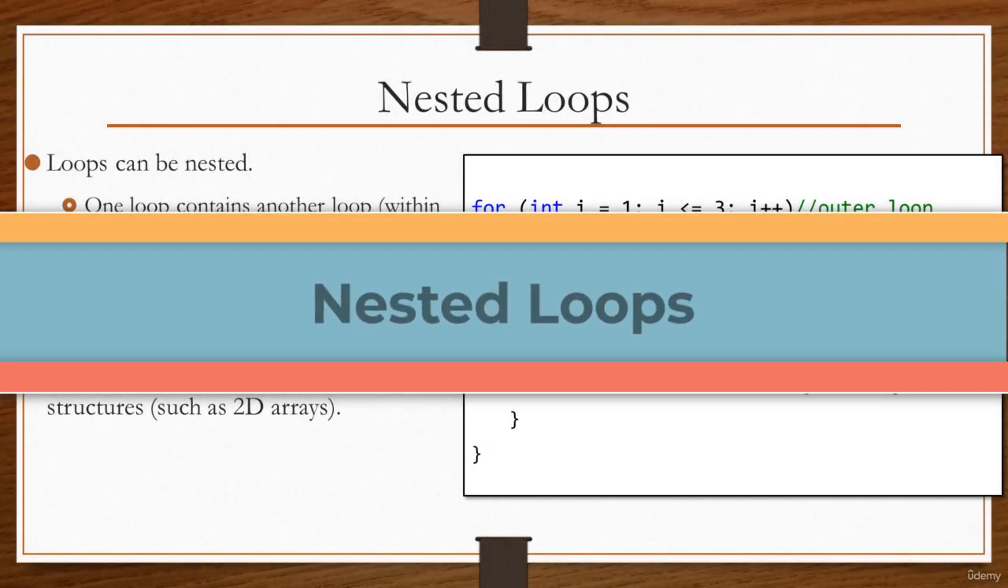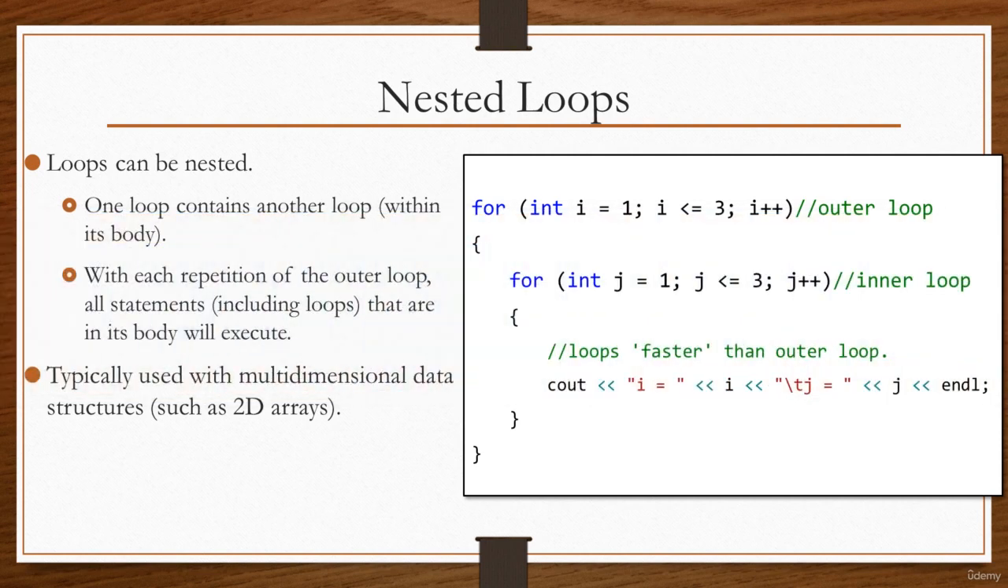In this example, I want to talk about nested loops. Loops can be nested just like you can nest if-else statements. We looked at those previously. This is where one loop contains another loop within its body. You can see a quick example to the right here.